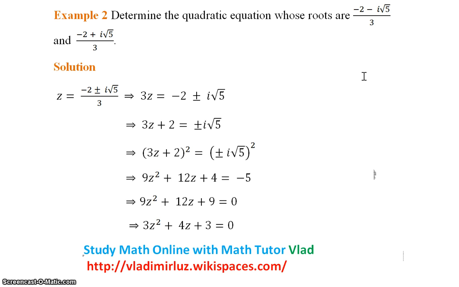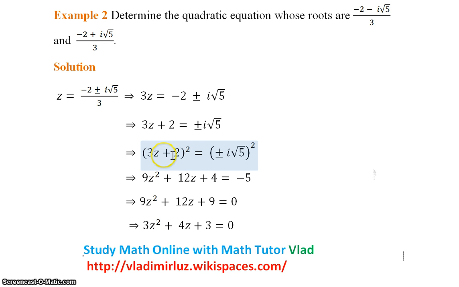Now let us do the same way as we did in case of solving quadratic equation, but backwards. So from this equality, by multiplying by 3, we can get the following equality. 3z equals minus 2 plus minus i square root of 5. Now let us move negative 2 to the left side. Don't forget to change the sign into plus. And then we can square both sides.